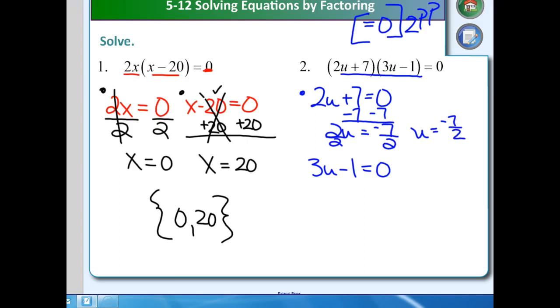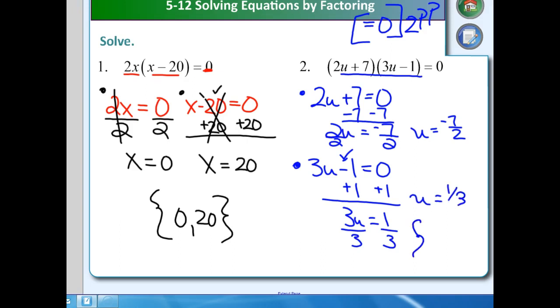Now, we've got to just go down and solve the second equation here. 3u minus 1 equals 0. Who's my floater? Yeah, that 1's my floater. So we're going to do our inverse operation. We're going to add it. What we do to one side, we do to the other. And now what do we have to do to get u alone? How do we get rid of that 3? We divide. So we divide both sides by 3. And so we get u equals 1/3. And then put both of my answers in set builder.